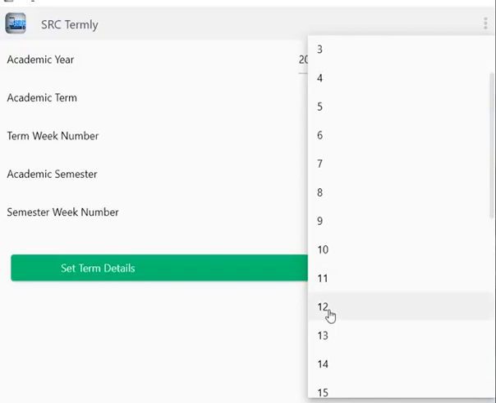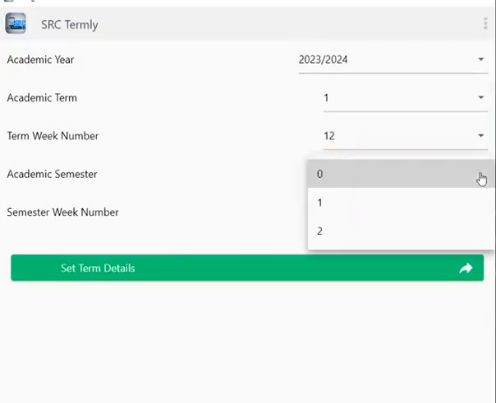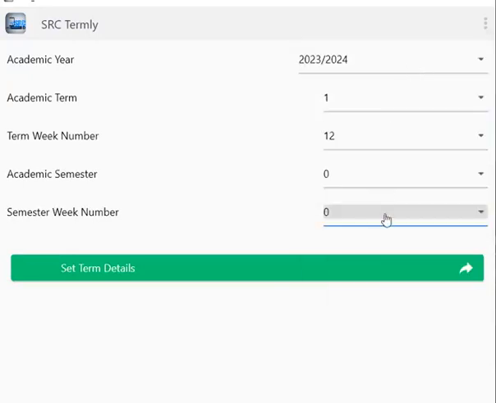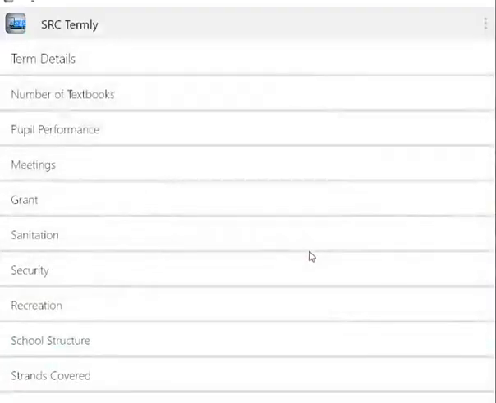So for the academic term, we are spending 12 weeks, so I select 12 weeks. Then academic semester: you are not running an academic semester, so you make it 0, and here too it becomes 0. Then you click on set term details. Term details set successfully. Good. Now, once that is done, you are good to go.